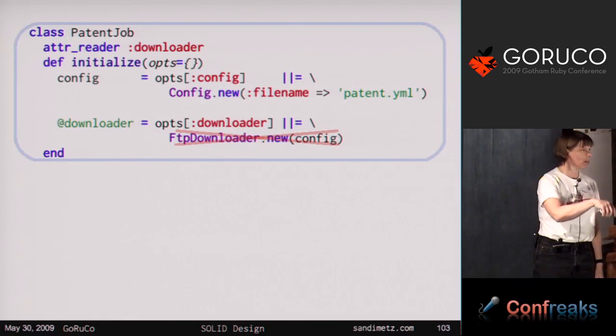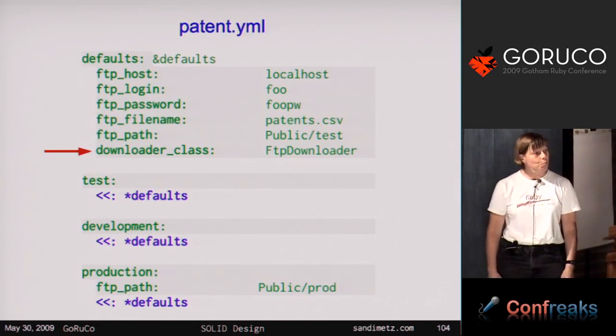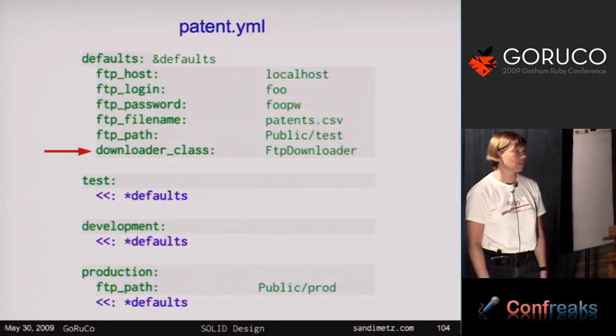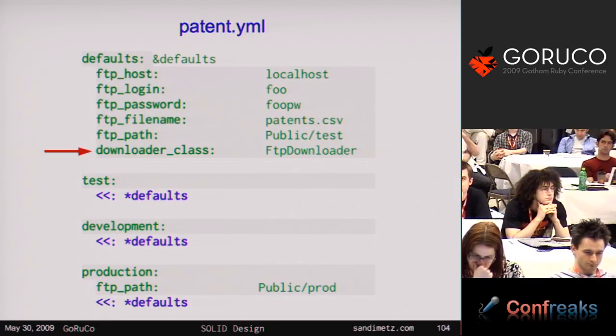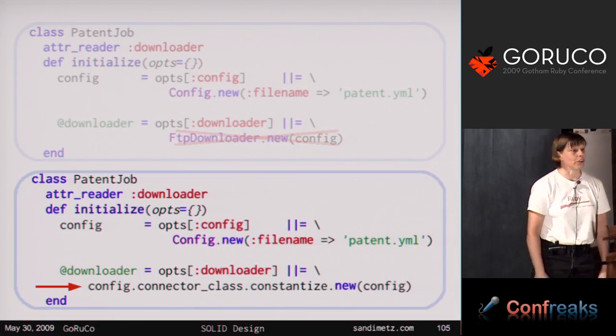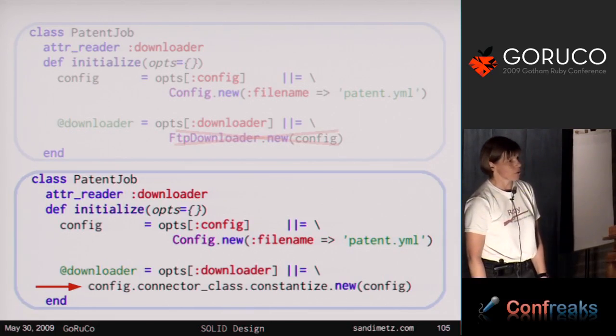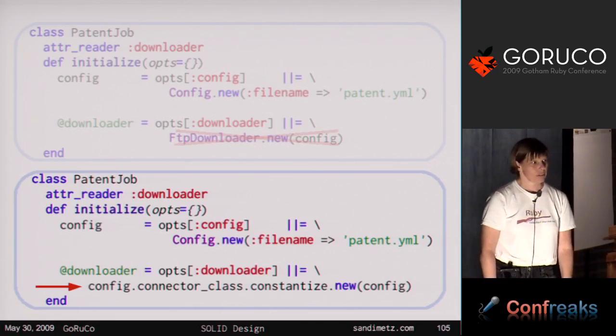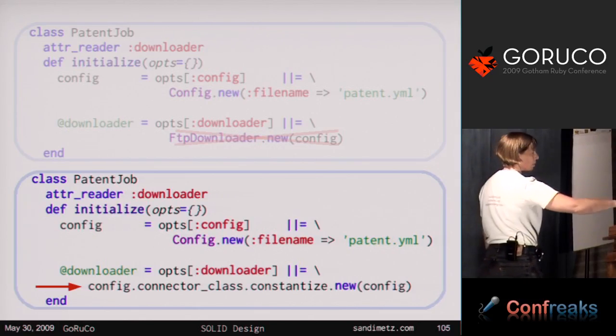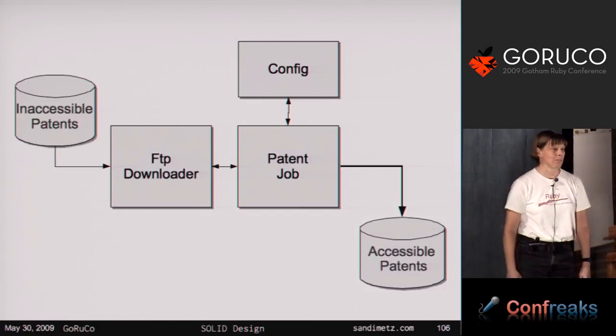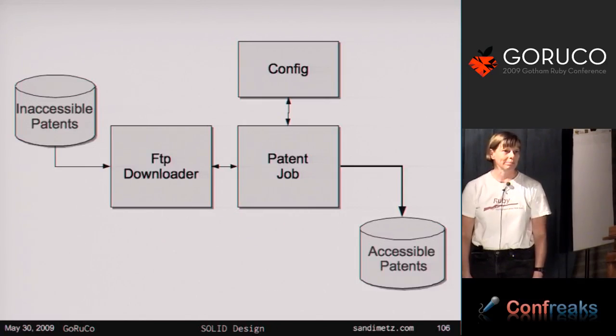That's what they just told me. But I'll just put it in my config file. And we'll use it dynamically to create the class at runtime that I should use for a downloader. Now, so the architecture of my app didn't just change, but the flexibility did.